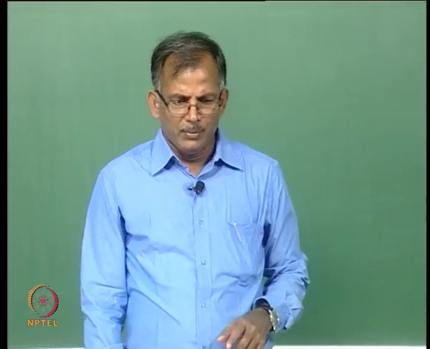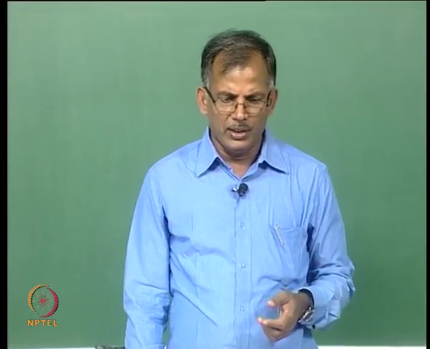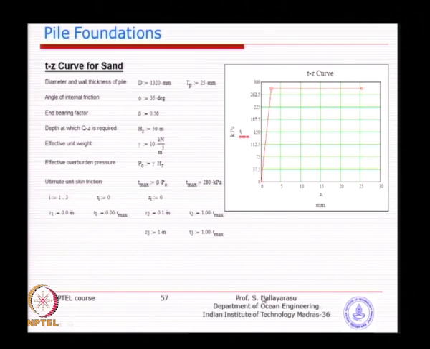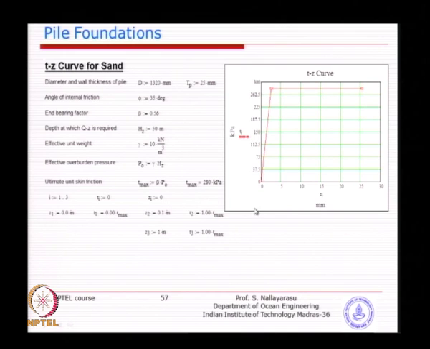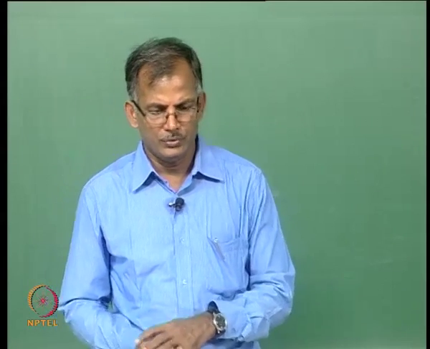TZ for sand is similar, the only thing is it is a little bit easier because it is only a single linear point. The sand is given, the overburden pressure is given, and you assign the overburden pressure as the maximum value, and the corresponding deflection you can fix is 0.1 inch, which is 2.5 millimeter, and you get the maximum skin friction. So, that I think gives you an idea.